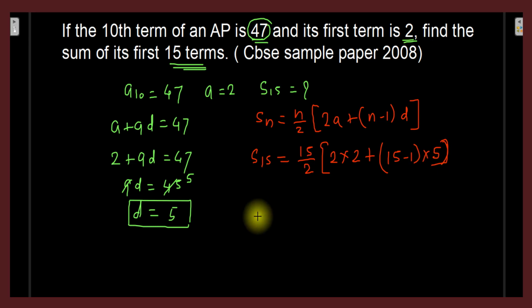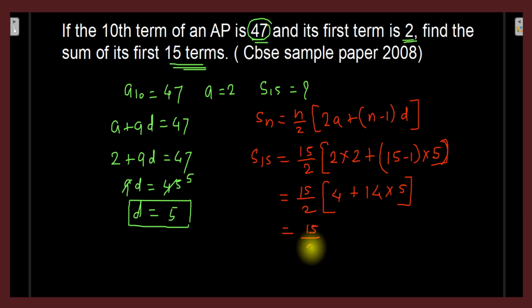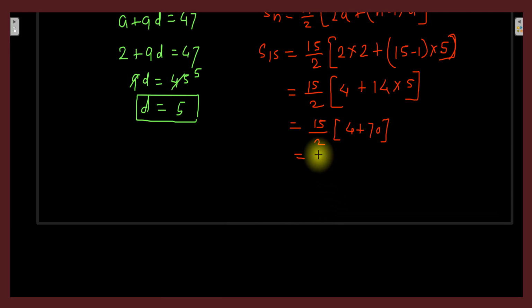So close the bracket. So which is equal to 15 by 2 into bracket 2 2s are 4 plus 15 minus 1, that is 14, and 14 multiplied by 5, close the bracket. So that is equal to 15 by 2 into bracket 4 plus 14 5s are 70, and so this will be equal to 15 by 2 multiplied by 74. So 2 1s are 2, 2 3s are 6, and 2 7s are 14, and therefore 37 into 15, that is equal to 555. And so the S15, which is equal to 555.